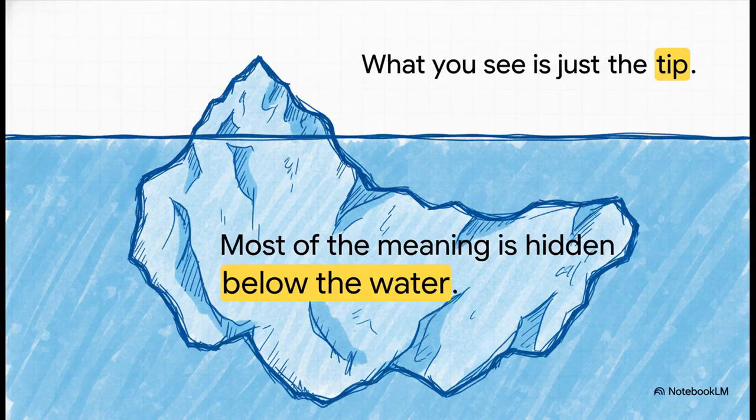You see, in cultural studies, there's this concept called the iceberg metaphor. And the idea is actually super simple but really profound. What you see on the surface, the tip of the iceberg, is only a tiny, tiny fraction of the whole thing. The vast majority of its mass, and in this case its meaning, is hidden way down below the water.